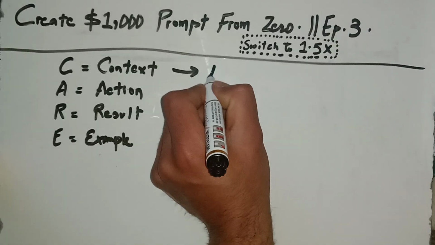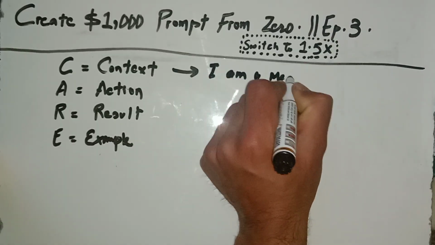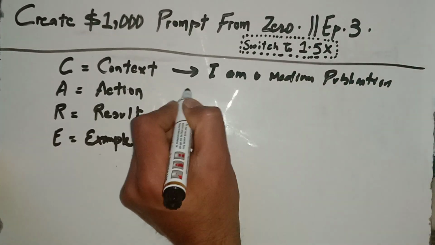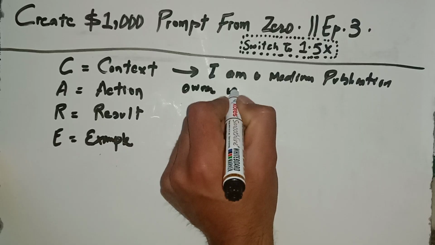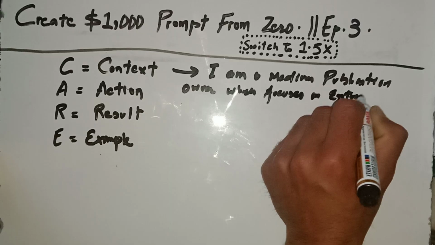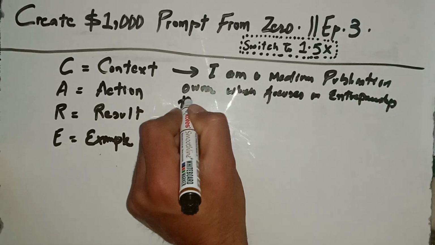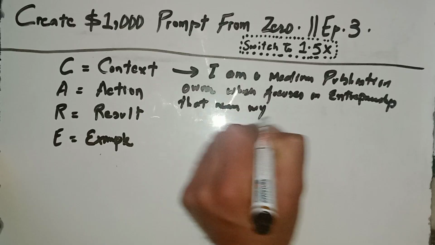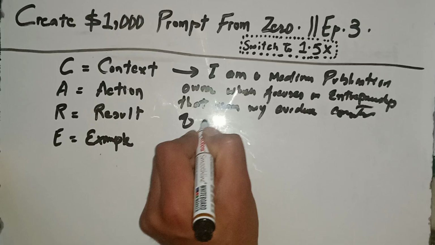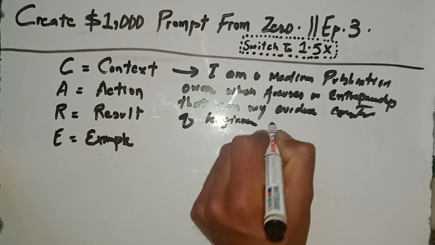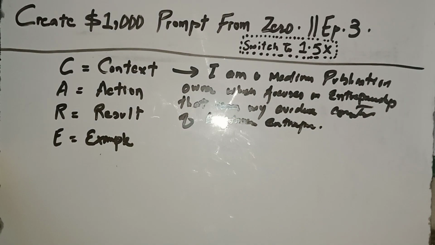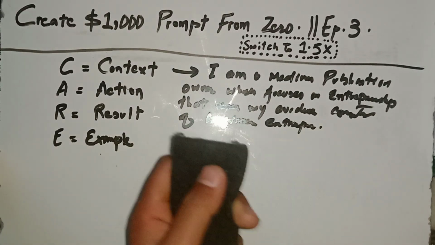this way: I am a Medium publication owner which focuses on entrepreneurship. That means my audience consists of beginner entrepreneurs. So by giving information in this sentence, you are telling AI what the situation is.